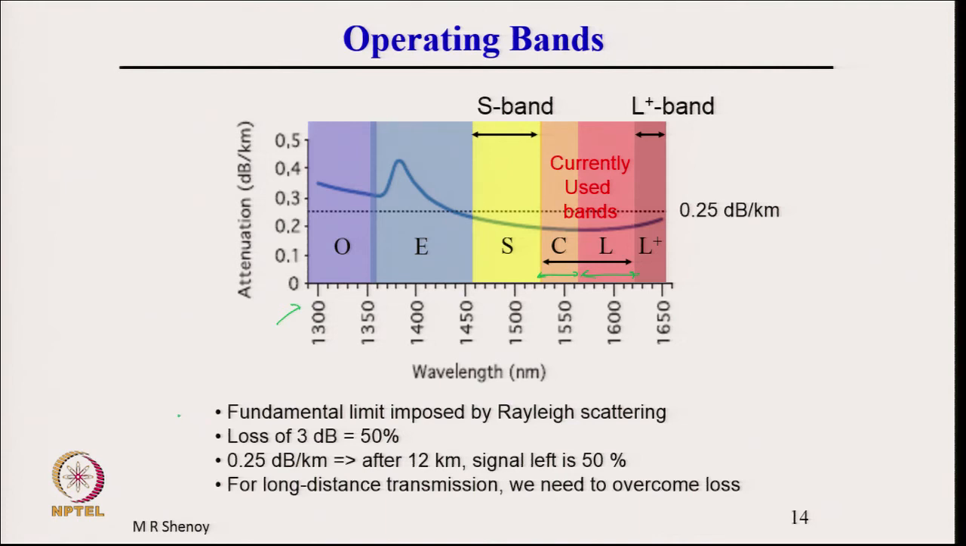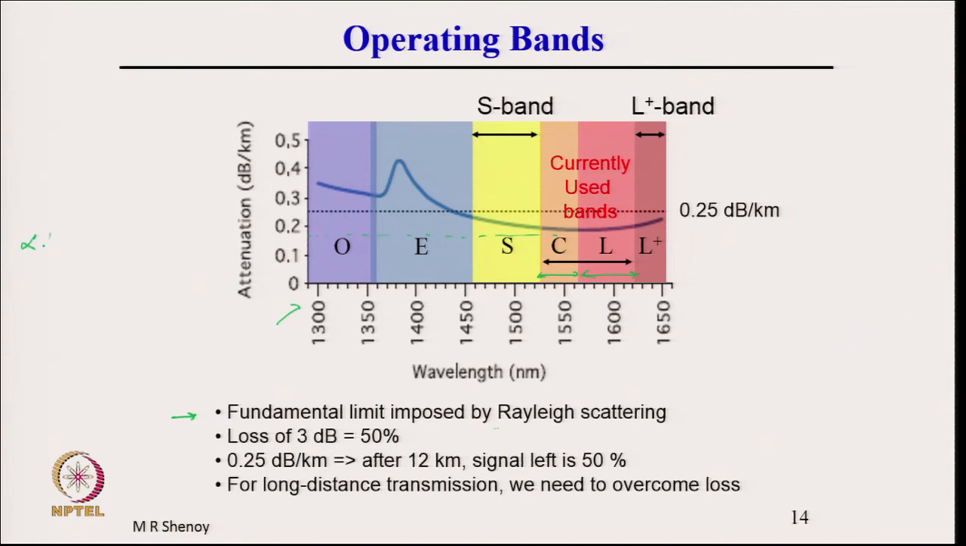The fundamental limit on the loss, which is shown here, below 0.2 dB, is imposed by the ever present Rayleigh scattering in the medium. A loss of 3 dB, as I had already discussed, corresponds to 50%. If the loss is 50%, that means it corresponds to 3 dB. So, we can see that.